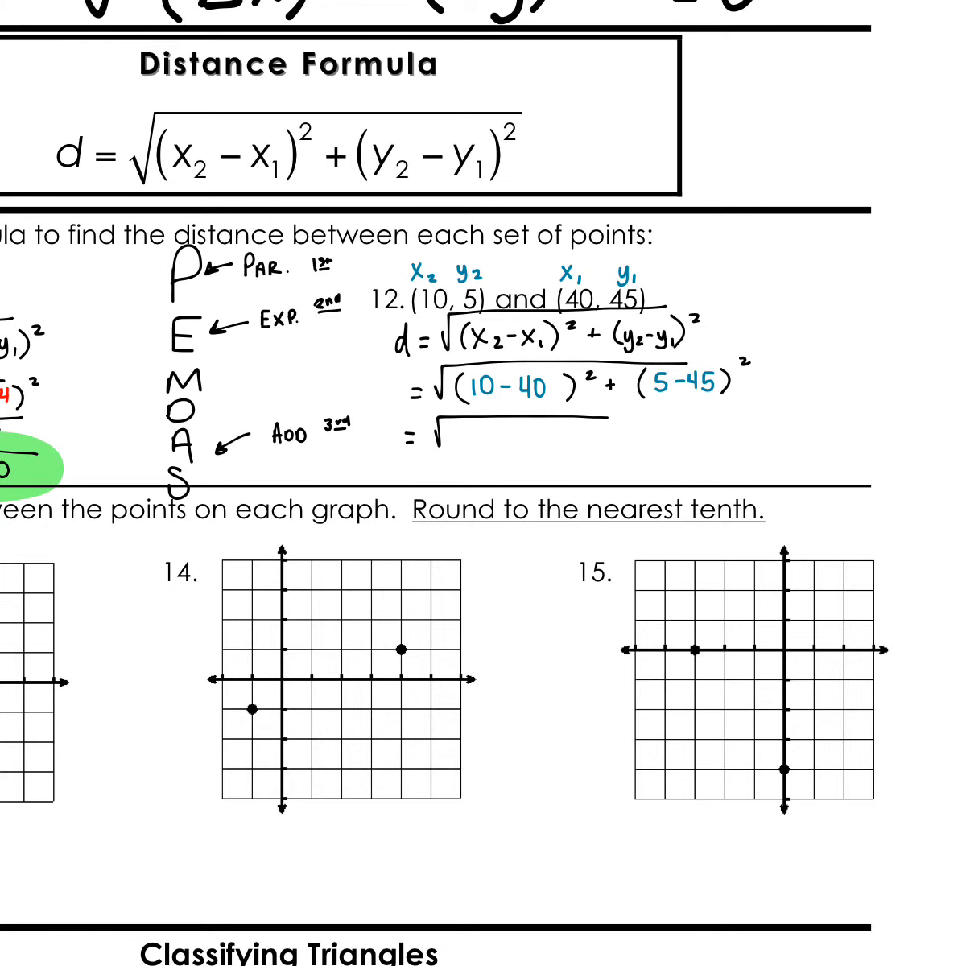So we get 10 minus 40 is negative 30. 5 minus 45 is negative 40. These are some big old numbers, and we're going to square them together. 3 squared is 9. Add 2 zeros in there. 4 squared is 16. Add 2 zeros in there. And that gives us the square root of 2500, which is the perfect square for 50. So that's using the distance formula.